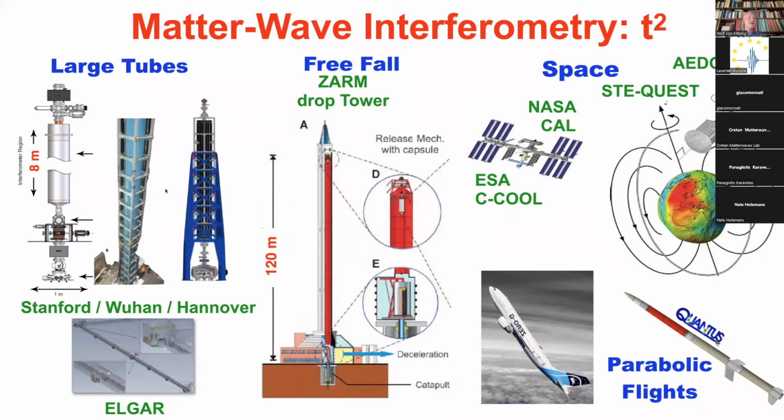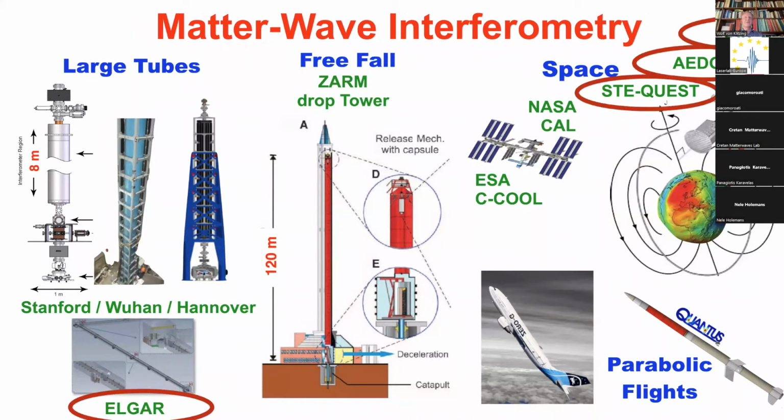So either I build a gigantic vacuum tube, a shielded vacuum tube, like in Stanford, 8 meters tall, or I build a small experiment and drop it down a huge vacuum tube, 120 meters, like at the ZARM drop tower in Germany. Or maybe I take a plane, the zero-G plane, the so-called vomit comet, for what happens to the PhD students who run the experiments in there. Or rockets that go into space, or into the space station, or onto dedicated satellites.